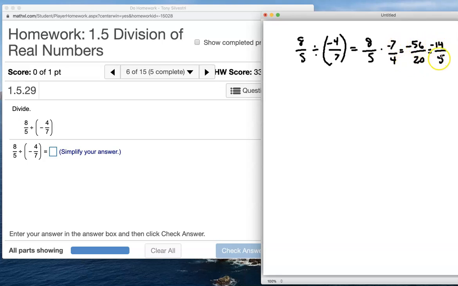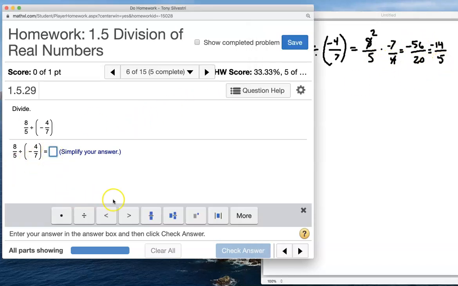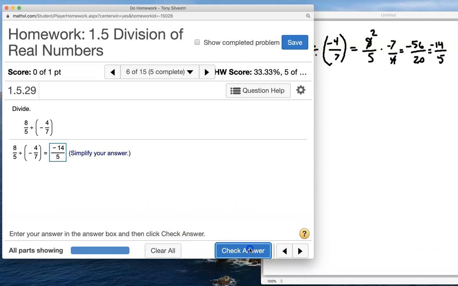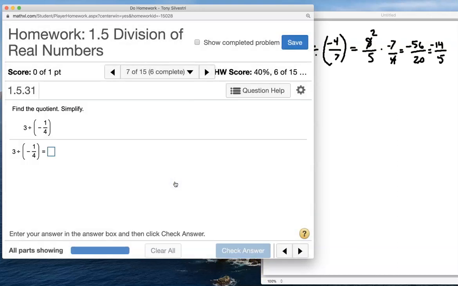Now, I could have got this negative 14 over 5 a lot quicker by simply recognizing that here we have a 4 in the denominator, here we have an 8 in the numerator. I can divide 4 into 4 and 4 into 8 2 times, as long as they're on different sides, top and bottom. And guess what? 2 times negative 7 is negative 14. 5 times 1 is 5. So either way, make sure we have a negative 14 divided by 5. Check your answer. Great job.